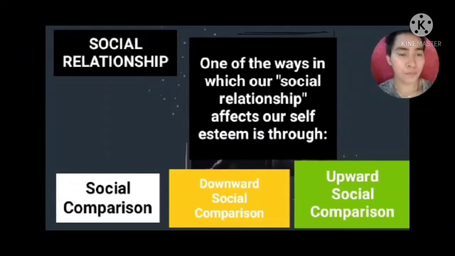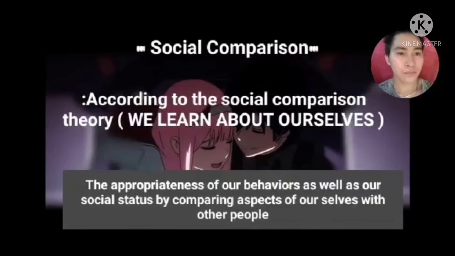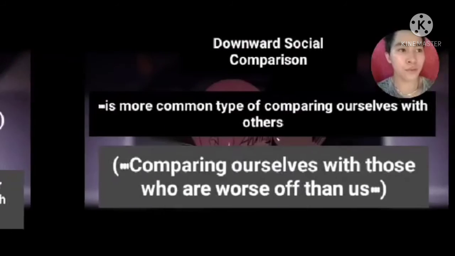Social relationship. One of the ways in which our social relationships affect our self-esteem is through social comparison: downward social comparison and upward social comparison. According to the social comparison theory, we learn about ourselves, the appropriateness of our behaviors, as well as our social status by comparing aspects of ourselves with other people.